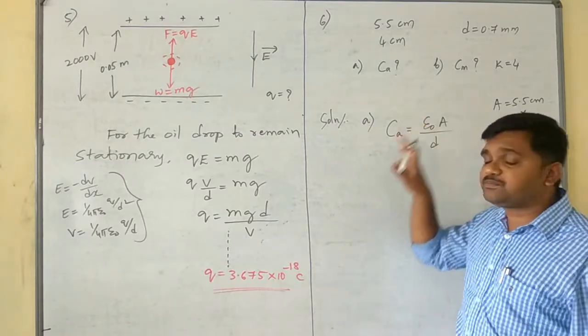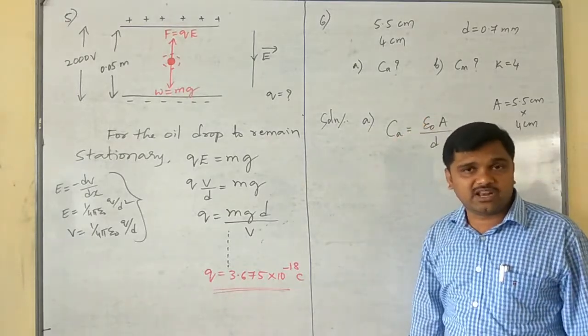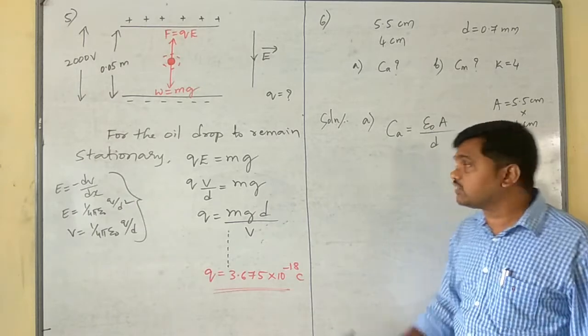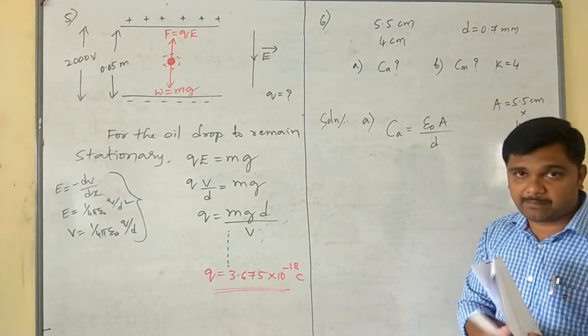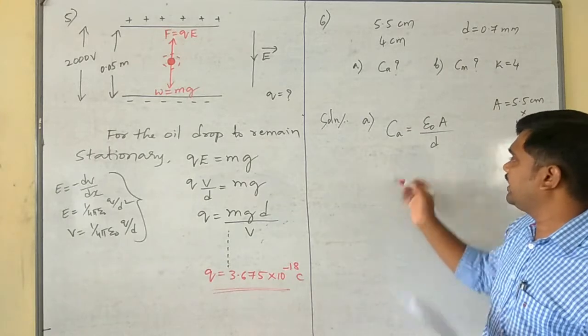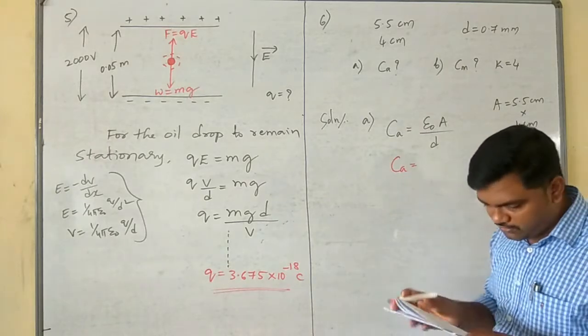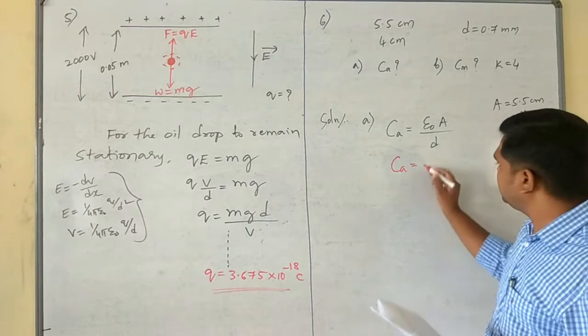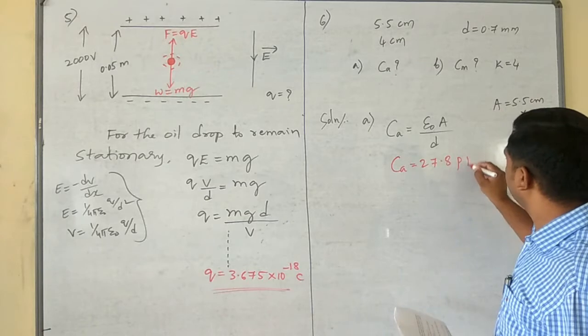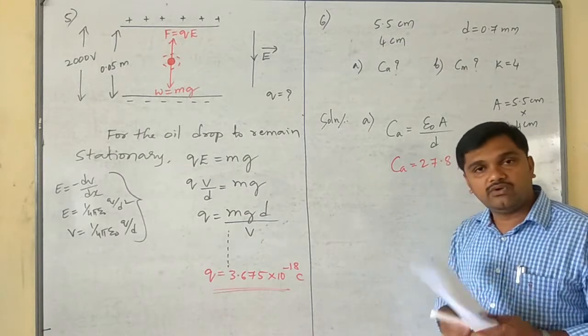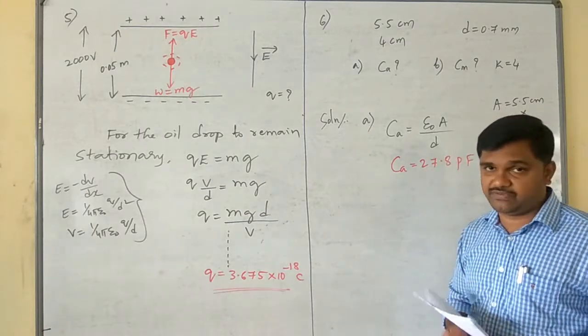What is the value of epsilon naught? Epsilon naught is 8.854 into 10 power minus 12. D is given as 0.7 mm. Substitute and get the value of Ca as 27.8 picofarad.